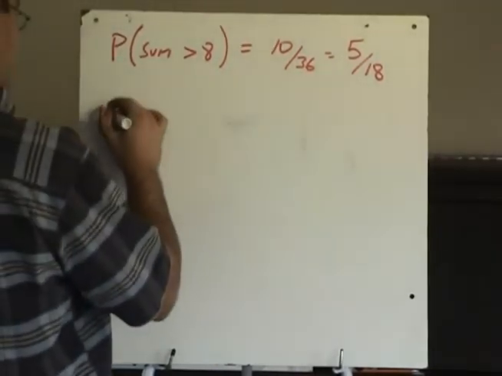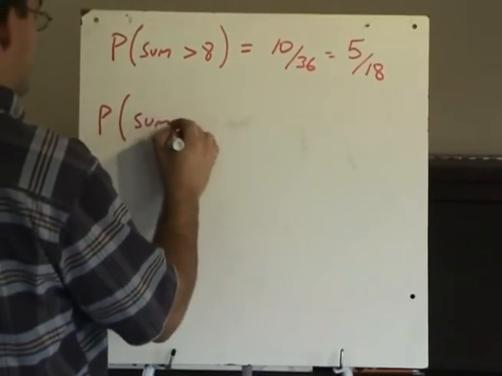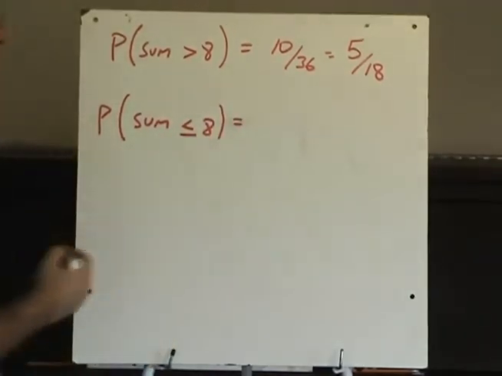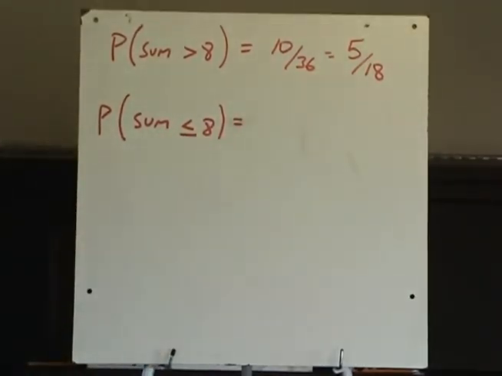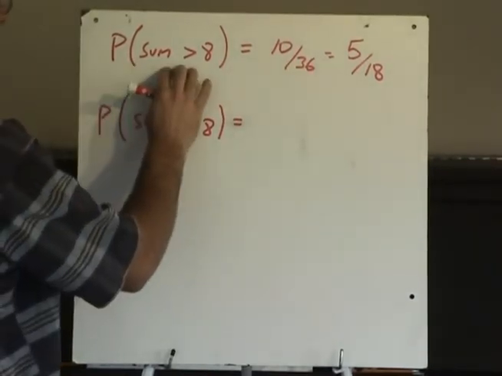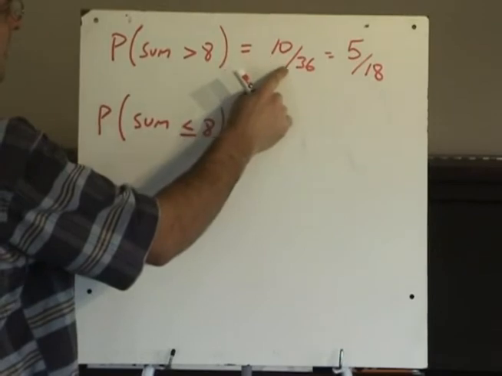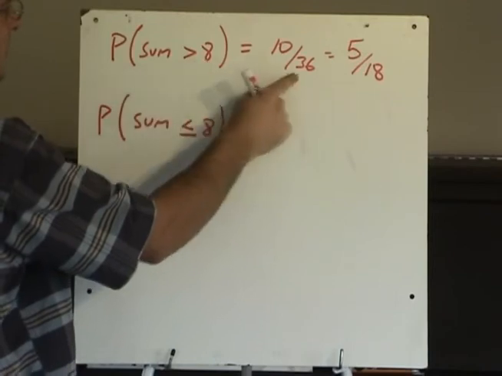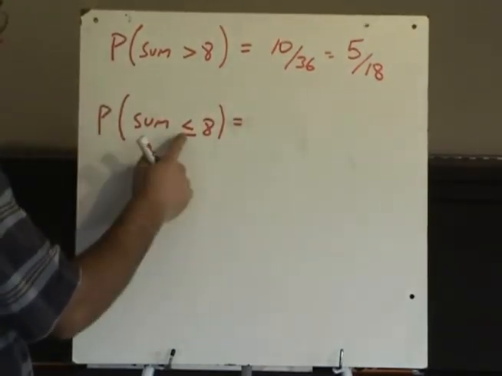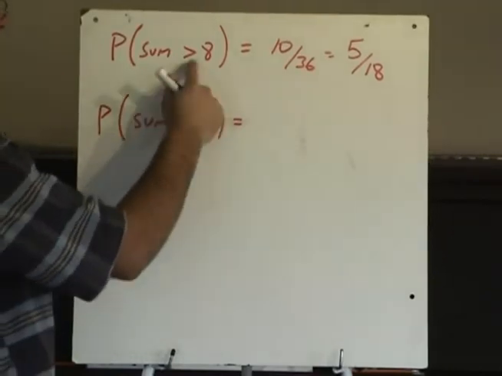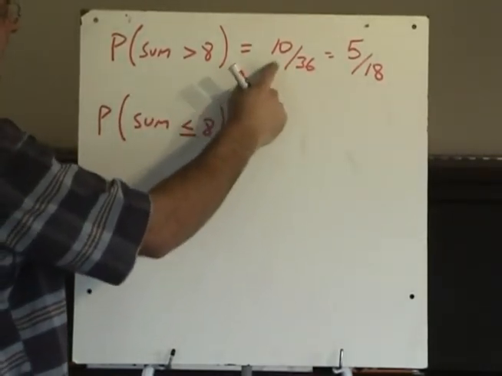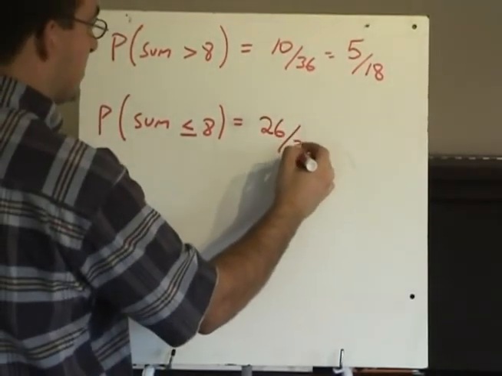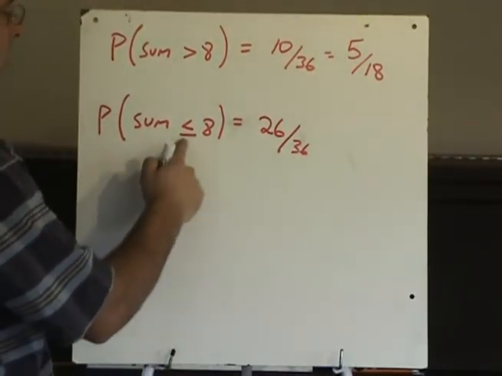What if I ask this? What is the probability that the sum is less than or equal to 8? Well, think about this. If the probability that the sum is more than 8 was 10 out of 36, in other words, 10 of the outcomes were greater than 8 of the 36, how many of the outcomes would be less than or equal to 8? Well, that just ends up being the opposite of what this is. So if 10 of them were greater than 8, 10 of the 36, that must mean 26 out of the 36 are less than or equal to 8.